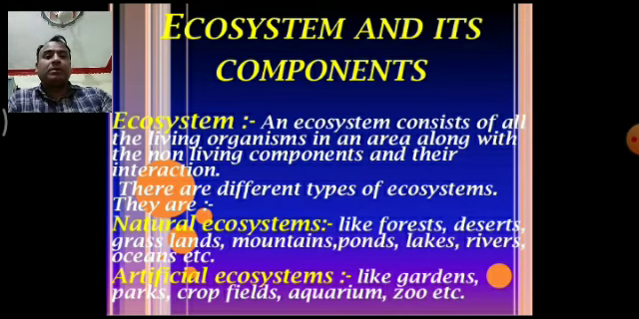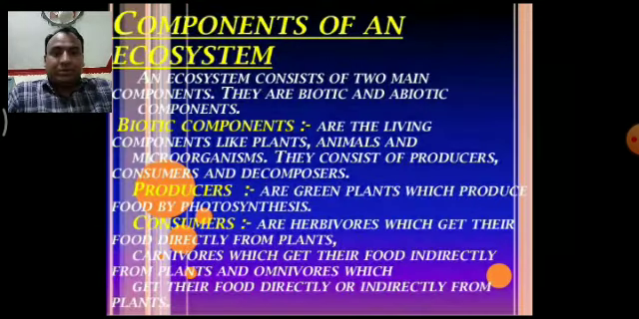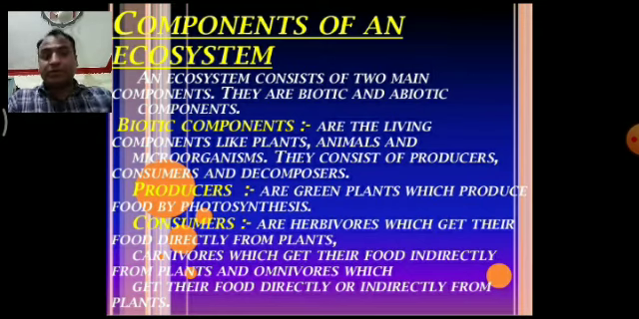Then the components of an ecosystem. This is a very important question from the board point of view: what is an ecosystem and what are the components of an ecosystem? An ecosystem consists of two main components, biotic and abiotic. Biotic means living, abiotic means non-living. Biotic components consist of living organisms, and abiotic components consist of non-living things.